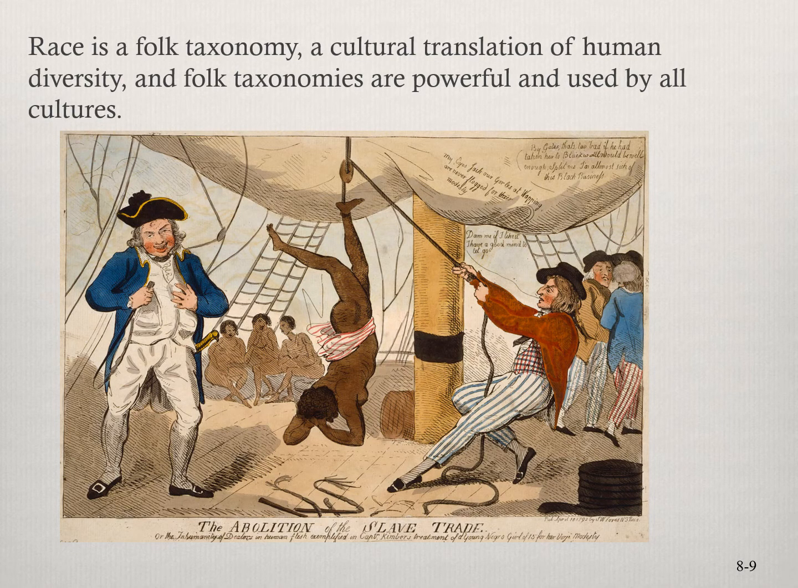So this is a cultural translation of human diversity, and folk taxonomies are powerful and we use them because this is how we categorize our world. We have folk taxonomies for shoe types, and is pink a shade of red or is it its own category? Well, it depends on, I guess, if you're an artist or not, whether you place mauve in pink or red. I hope that makes sense to you. Oh, and this image here is actually an anti-slavery image from that era. It's saying how horrific the slave trade was.